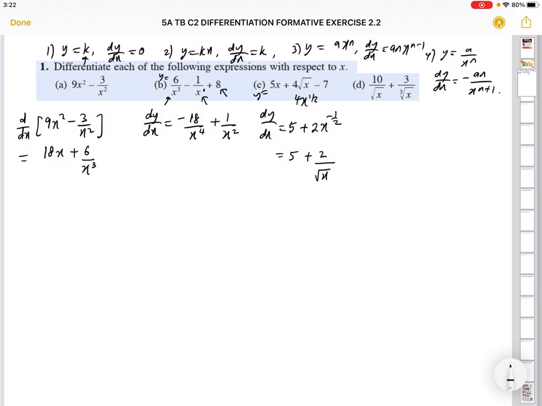Remember, power half means square root, power negative means 1 over. Maybe I write down here: power half is square root, power negative is 1 over, power negative half simply means 1 over square root x.